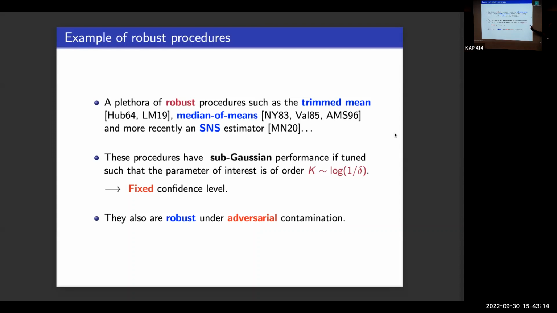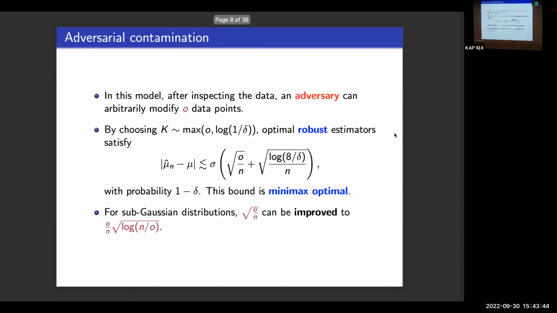But anyway, for now, what I want to point out here is you have to fix your confidence level there. Under just 2 moments, you cannot hope to have a full range of confidence intervals. So it's just for this specific confidence level that you can get this. This is just to achieve those small confidence intervals, but it turns out that these estimators are also robust under what we call adversarial contamination, that I will explain in the next slide.